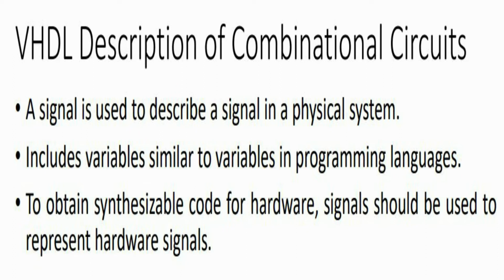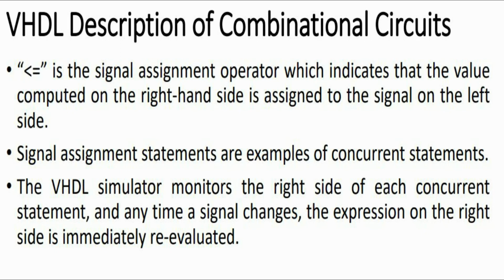A signal is used to describe a signal in a physical system. It includes variables similar to variables in programming languages, and to obtain synthesizable code for hardware, signals should be used to represent hardware signals. The less than or equal to is the signal assignment operator, which indicates that the value computed on the right hand side is assigned to the signal on the left side. Signal assignment statements are examples of concurrent statements.